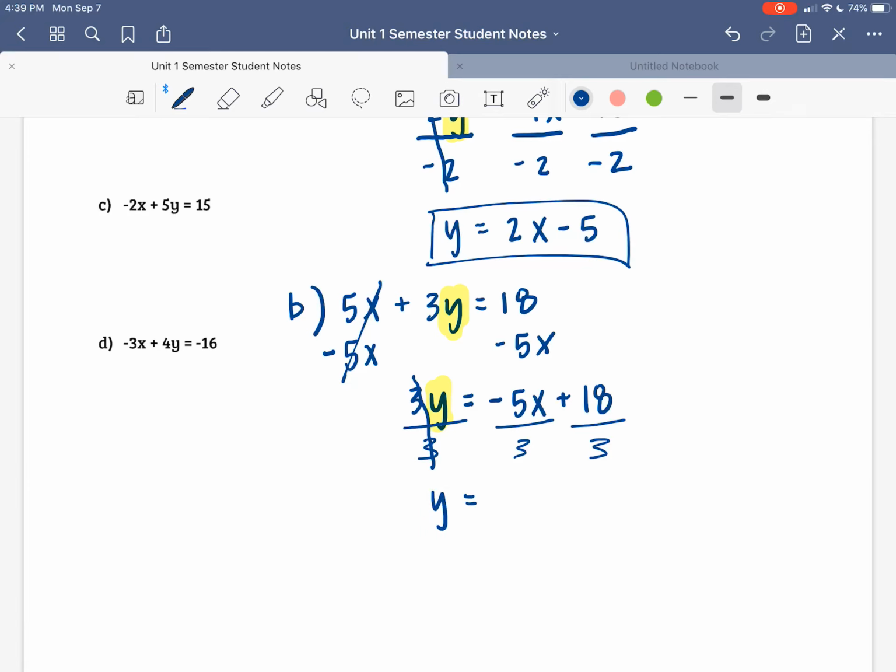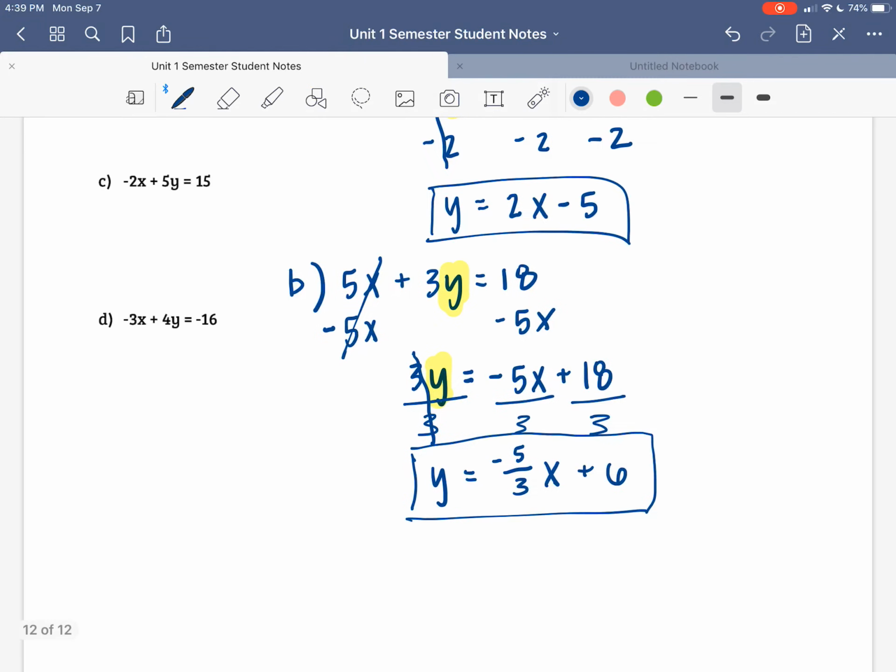And then negative 5 divided by 3 doesn't work out nicely. It's going to give me a fraction. So I'm just going to leave it that way. Negative 5 over 3x. And then 18 divided by 3 is positive 6. So this would be slope-intercept form. And that would be super useful for graphing. I see my intercept, I see my slope, and I could plot that line now.